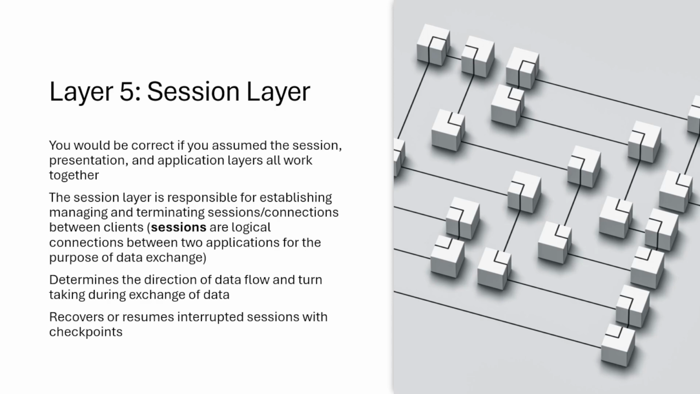Session layer determines the direction and flow of data and turn-taking during exchange of data, meaning who sends data first and who receives it, so you're not getting collisions. It recovers or resumes interrupted sessions with checkpoints. As said before, it does check for errors, and we do set up checkpoints in the data, so if there is a corruption or an interruption that's sent by a signal, it can quickly pick back up where it left off so that data is not completely lost or entirely corrupted.